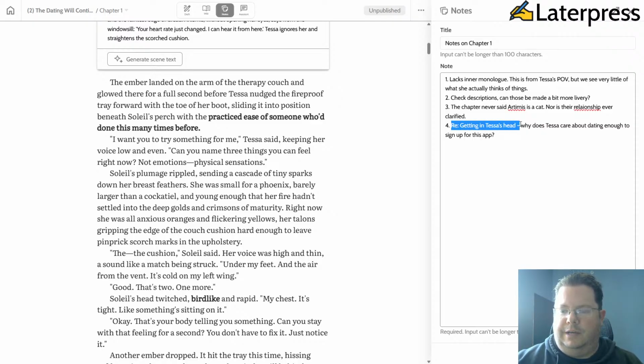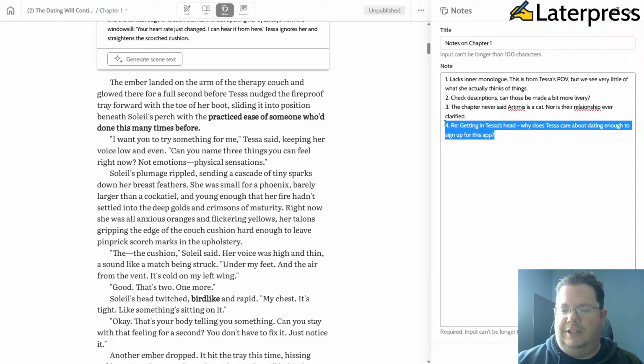And following up on getting in Tessa's head, why does Tessa care about dating enough to sign up for an app? Especially because another chapter is going to establish that the cost to use this dating app is a one-time fee of $5,000. So it is not cheap. People who sign up for this app are very much committing, but the app has a greater than 95% success rate. So they can justify that fee because it's an app that actually gets results.